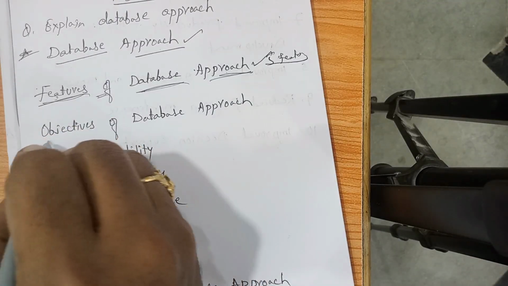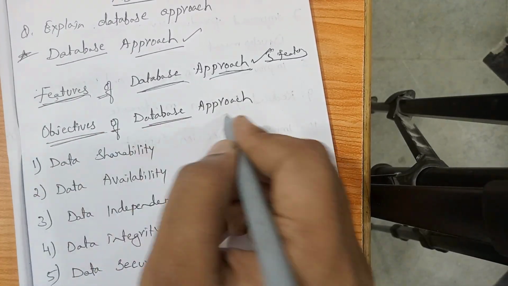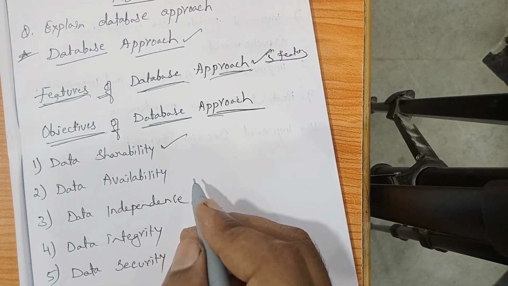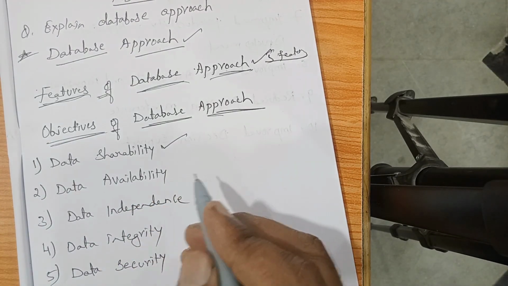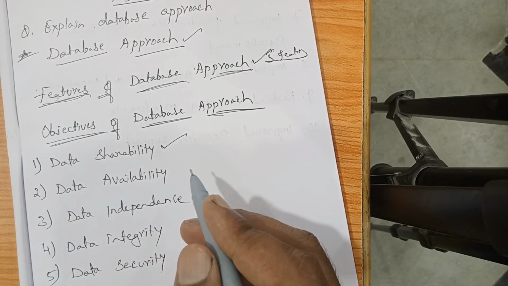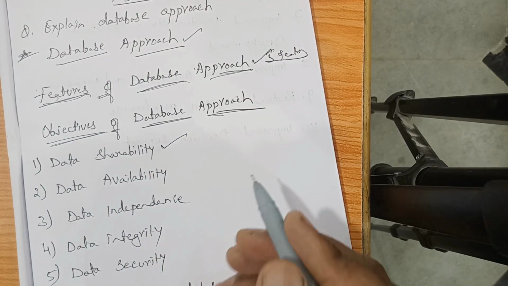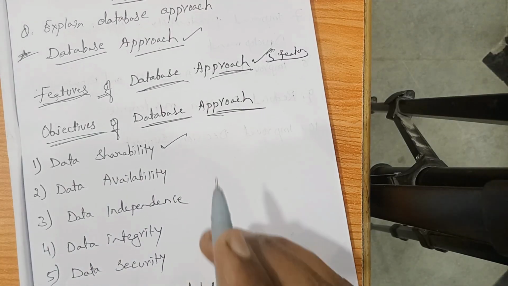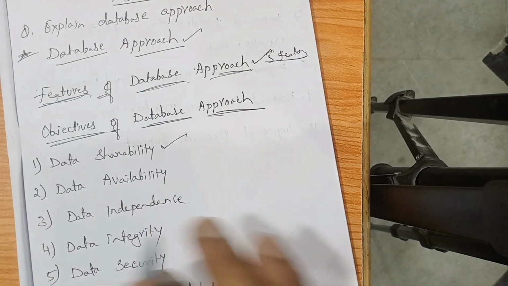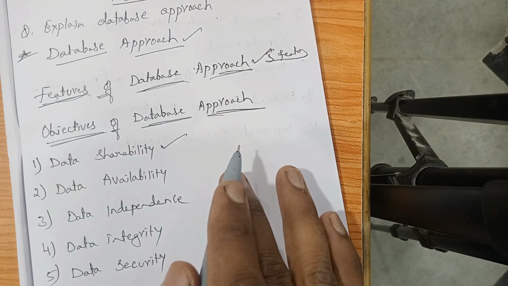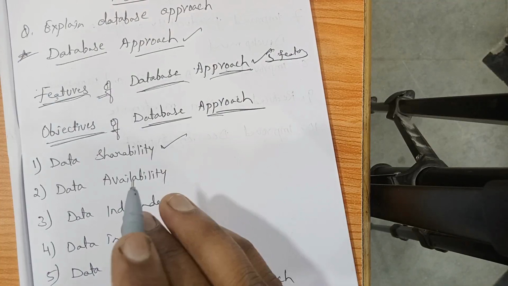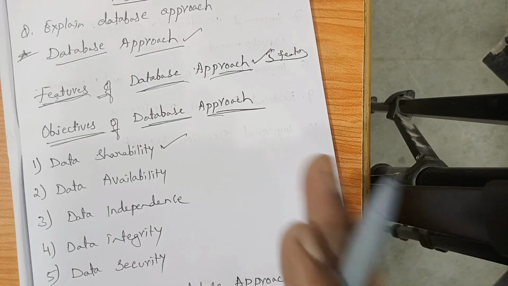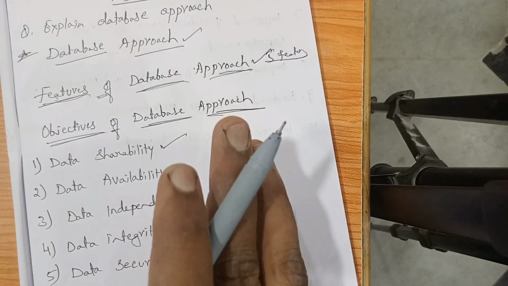Next, what are the major objectives of the database approach? The first one is data stability. Data should always be stable; it cannot change simultaneously. The stability objective ensures that a data item developed by one application can be shared among all applications. For example, once the government releases a notification, it is automatically circulated to the whole public. That is stability.